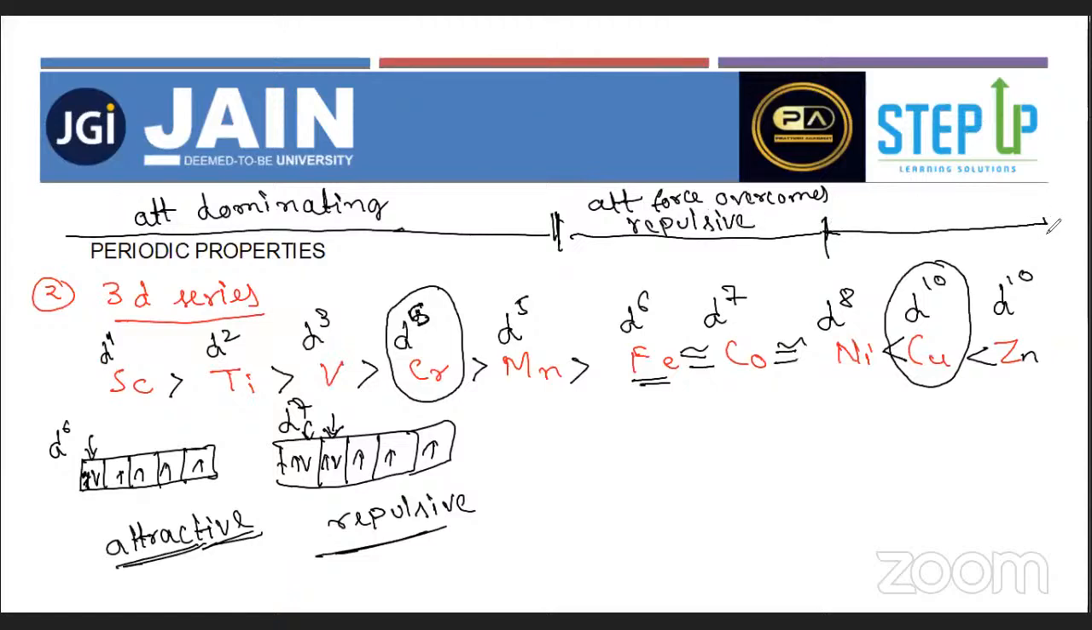Now what happens further here is your repulsive forces dominate, because now d10 is what? d10 is fully filled. So in this case, repulsive dominates. So this is the reason I was talking about. Okay. This is the second exception. I told you the normal trend, and I'm telling you the exceptions. Okay, this is the second exception.